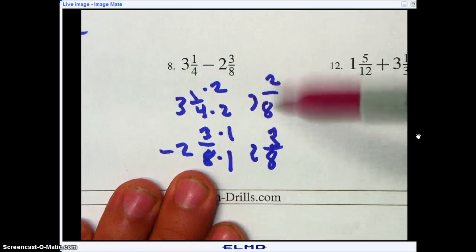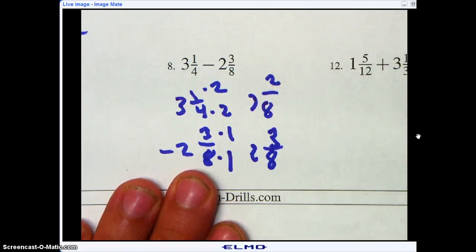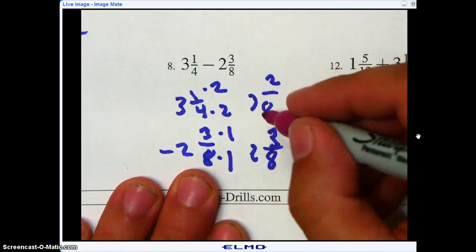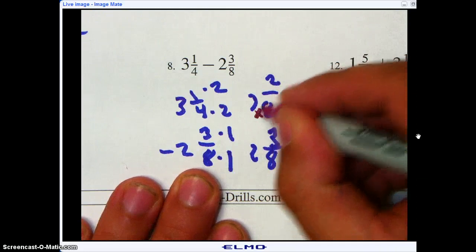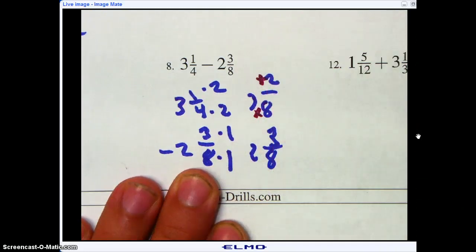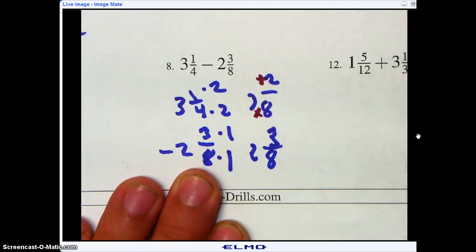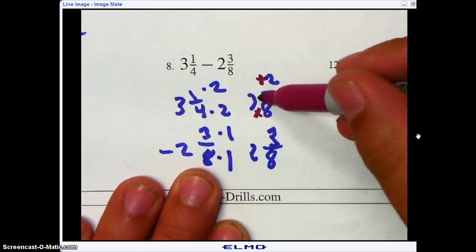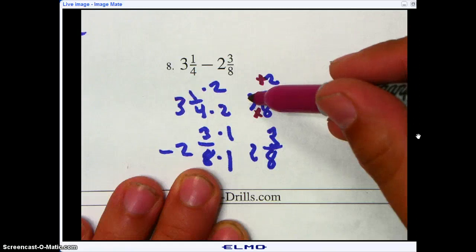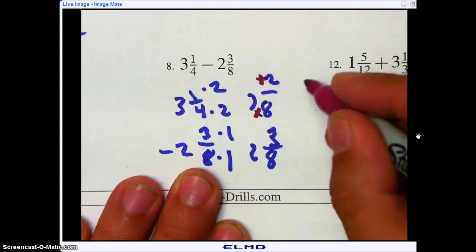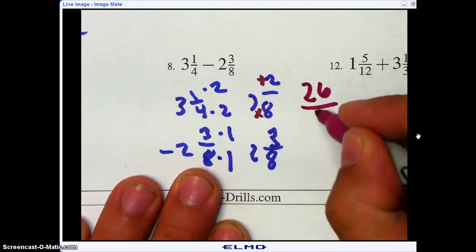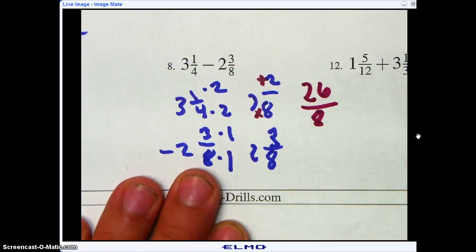What would I do to 3 and 2 8ths to make it improper? Ian? All right, X out the 3. We're going to multiply then add. 8 times 3 is? 24. Plus the 2 makes? 26. So we have 26 8ths. We just made it improper.